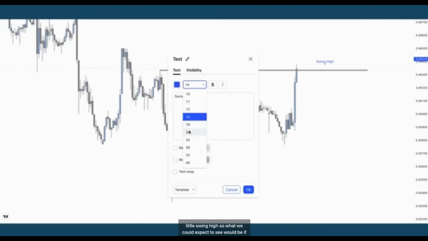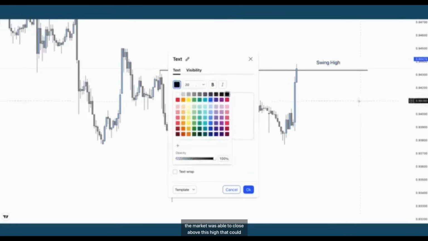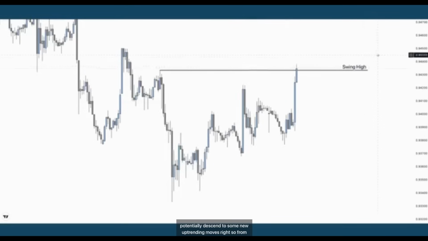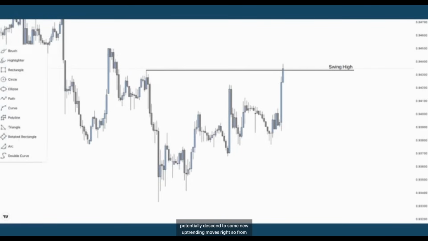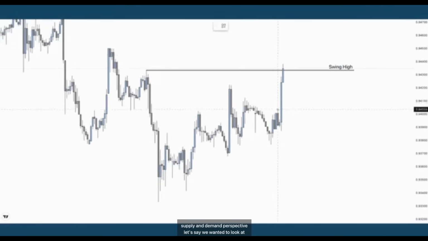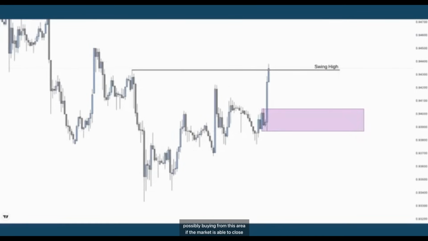Now, we can see what we've got here is pretty much a little swing high. So what we could expect to see would be if the market was able to close above this high, that could potentially lead us into some new uptrending moves, right? So from a supply and demand perspective, let's say we wanted to look at possibly buying from this area if the market is able to close above the high that it is currently trading at. So if we were to close where we are, we may anticipate that the market could pull back towards demand and then continue buying.